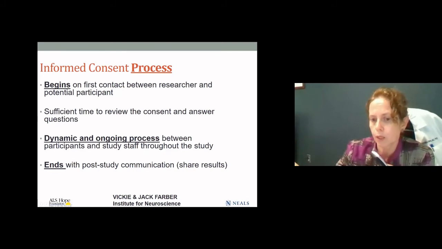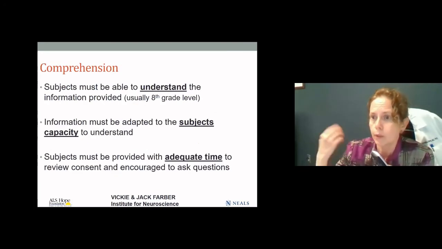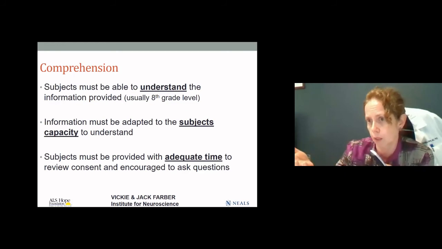Finally, when does it end? It ends with the post-study communication, when people share results with you. So what about comprehension? Subjects must be able to understand the information that's presented to them. And usually most IRB levels have a set of words that are accepted as easy to understand, common language. That's usually 8th grade level. Information must be adapted if there's some word or expressions that are difficult to understand. And then there must be sufficient time.